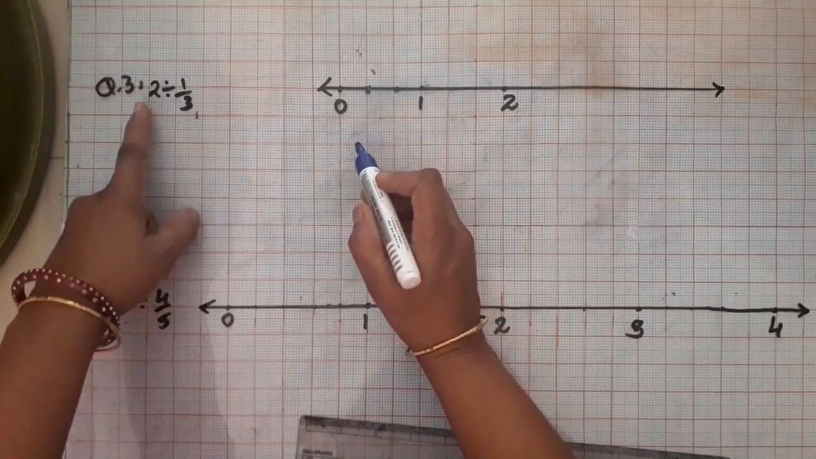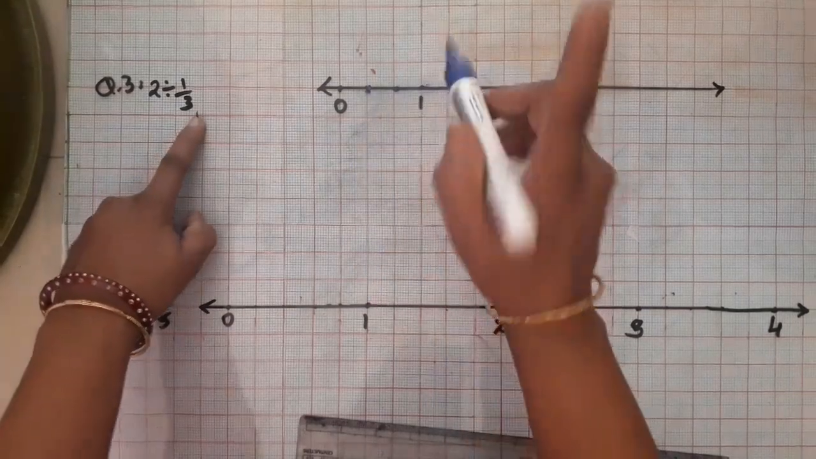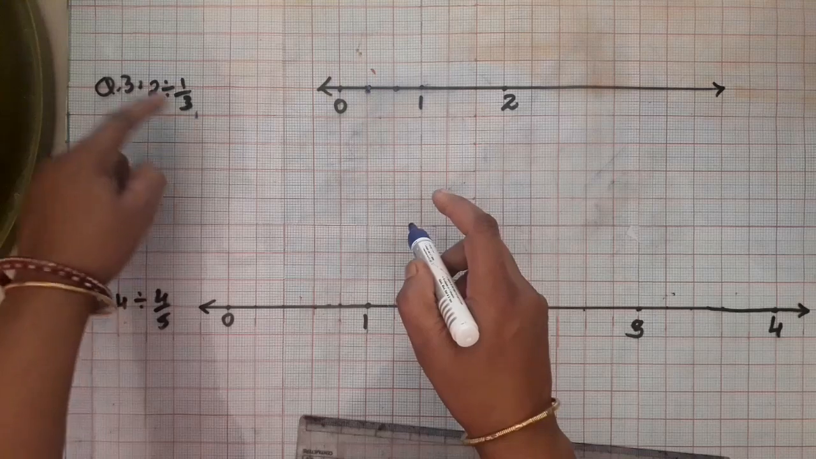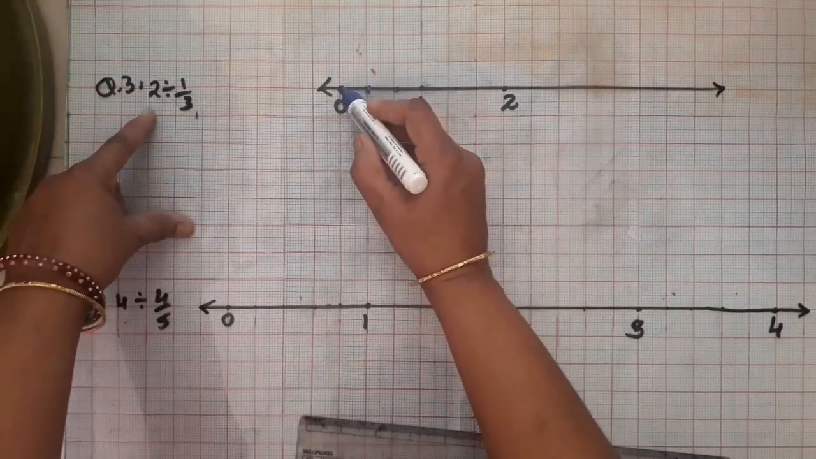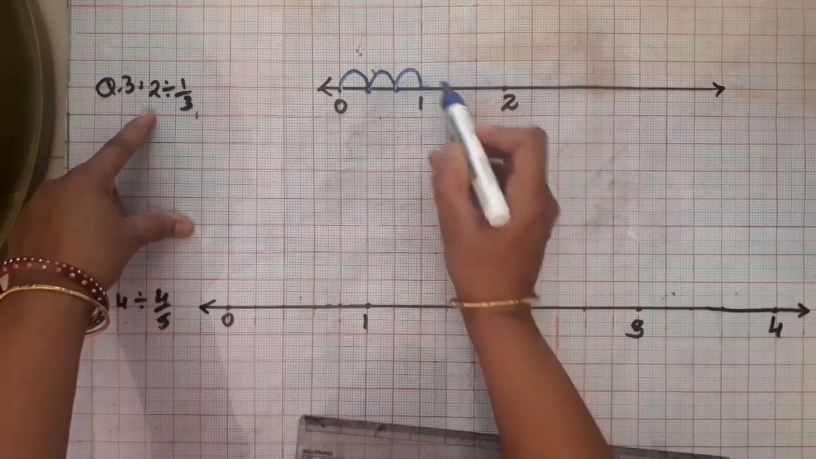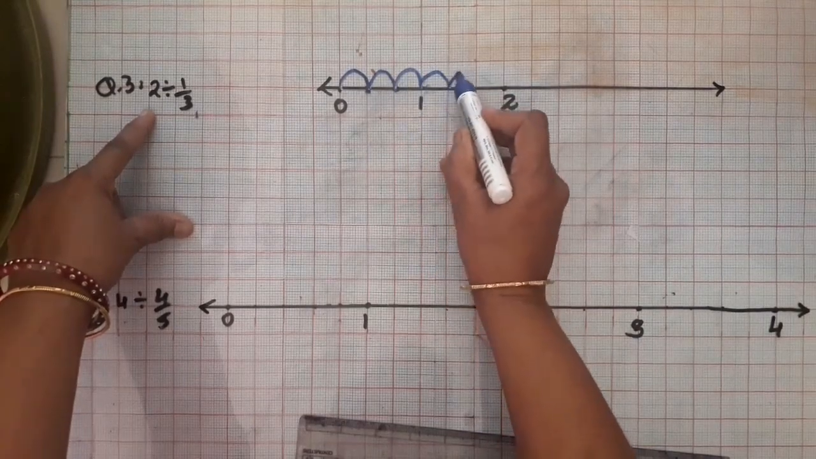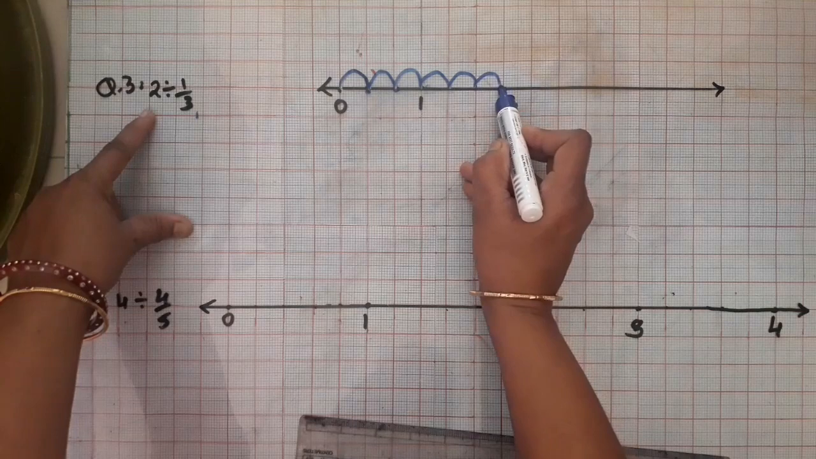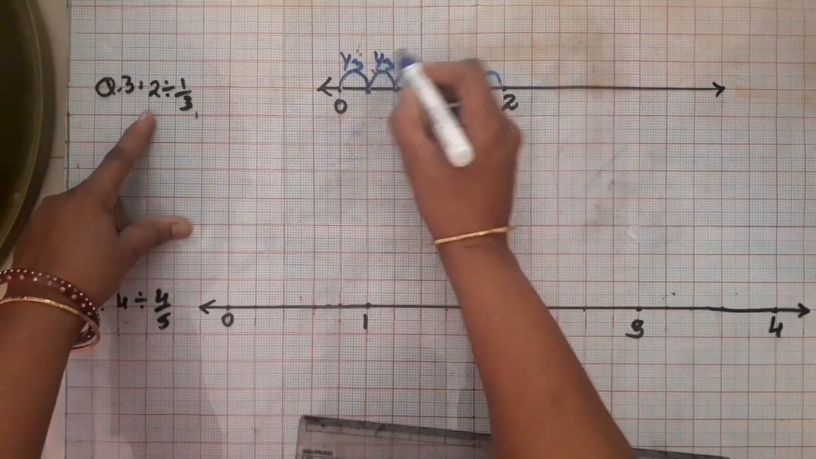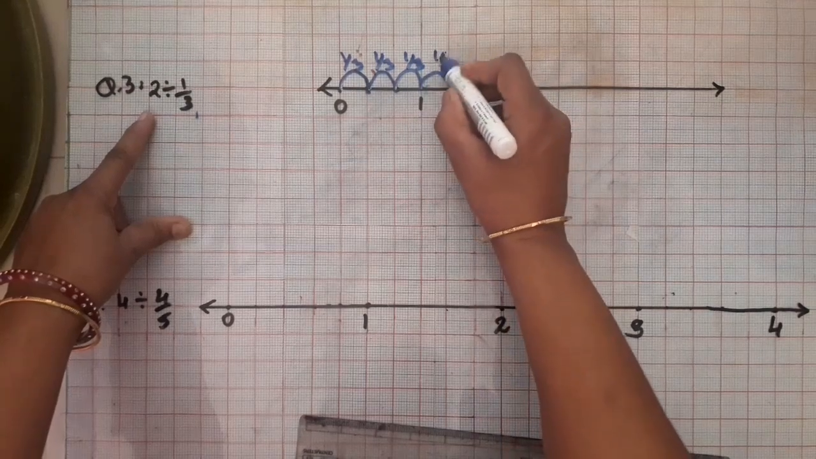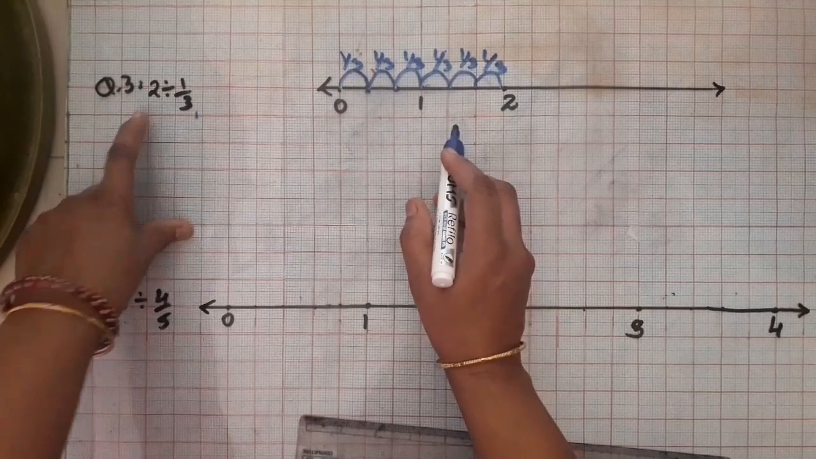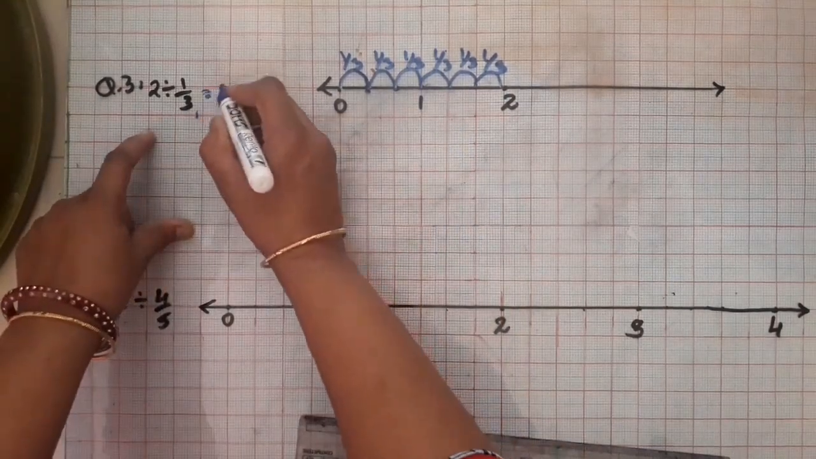So here 2 divided by 1/3. Again you need to think how many 1/3s are there in 2. So this is first 1/3, second jump, third jump, this is fourth jump, fifth jump and sixth jump. Each of the jumps represents 1/3. Okay, so how many 1/3s are there in this? That is, you have 6.